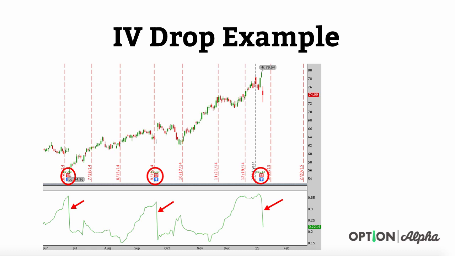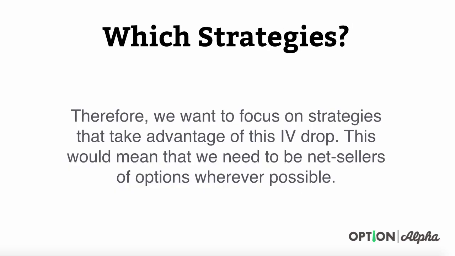So here's a quick IV drop example. This is a stock that we just recently traded as of the time of this video. And you can see that every time it has earnings, in these red circles, every time it announces earnings, regardless of where the stock goes, we see a huge drop in implied volatility, which is that green line on the bottom. And it happens very dramatically. In this case, with this stock, implied volatility goes from about 35% down to about 20 or 15% very, very quickly. So that's what we're targeting, that almost assurance of that drop in implied volatility.